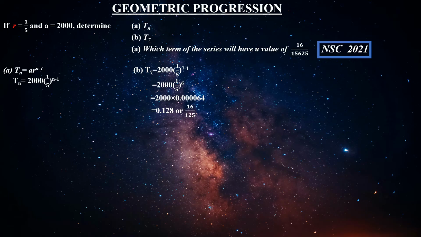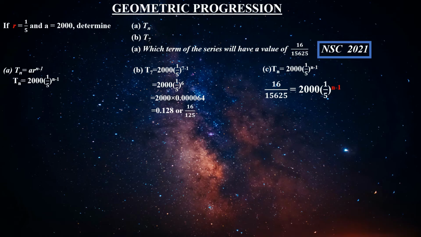And on part C, which term of the series has a value of 16 over 15,625? So we're going to say that Tn is 16 over 15,625, but we don't know the value of n. So using this equation, Tn is 2000 times 1 over 5 to the power n minus 1. So 16 over 15,625 equals 2000 times 1 over 5 to the power n minus 1. Okay, so now we can use indices or we can use laws of logarithms.